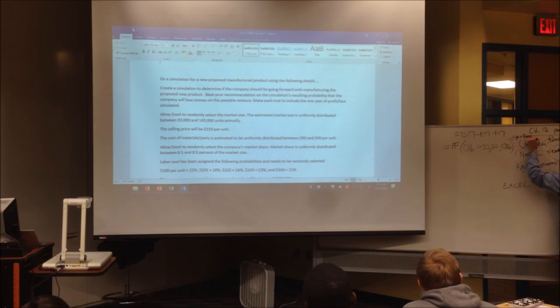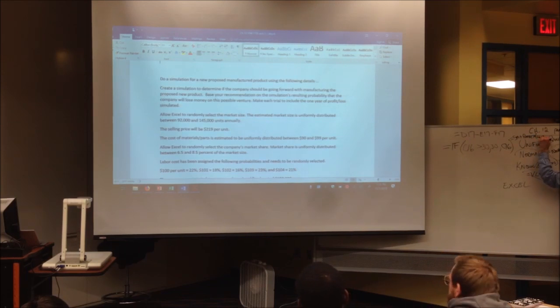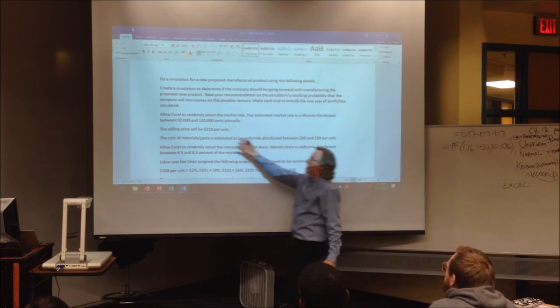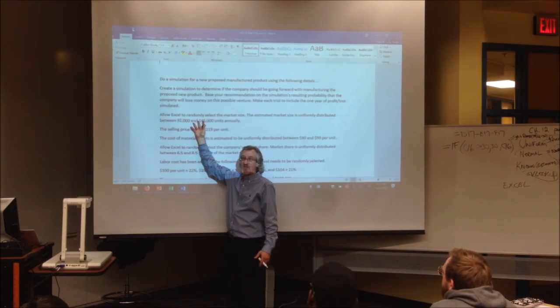RAND parenthesis times. You got to use the star. You just can't put it next to parenthesis. The cell location for the largest number minus the cell location for the smallest number. That won't work with uniform distribution, just data, if the RANDBETWEEN doesn't work. It's randomly picking something between two numbers. In this case, the two numbers are going to be 92,000 and 145,000.